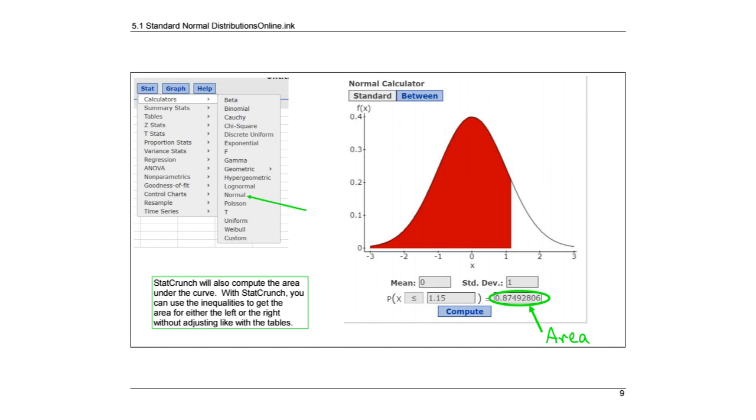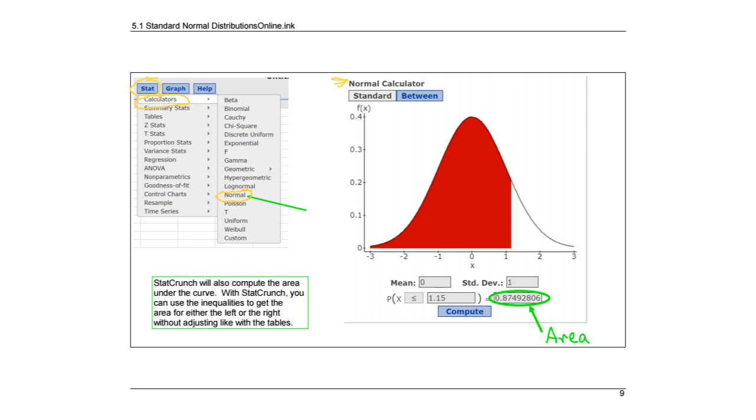Okay, so when we have a normal curve and we want to find the cumulative area under the curve, we are going to go to StatCrunch. We're going to go to Stat, which we're used to. We're going to go to Calculators, which we're used to, but we're going to come down here to Normal. We have done that, I think, before. This might be new to us. So what we're going to do at this point is we're in the Normal Calculator. You want to make sure it says Normal Calculator up here.